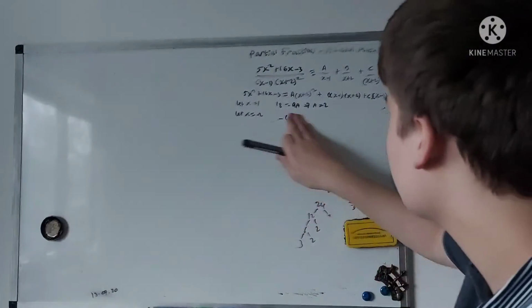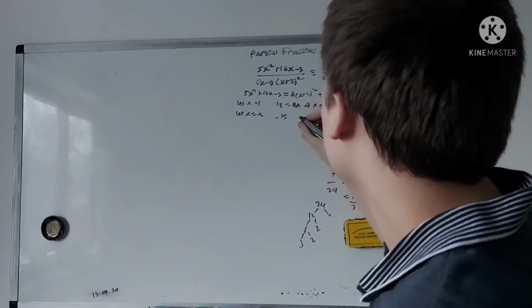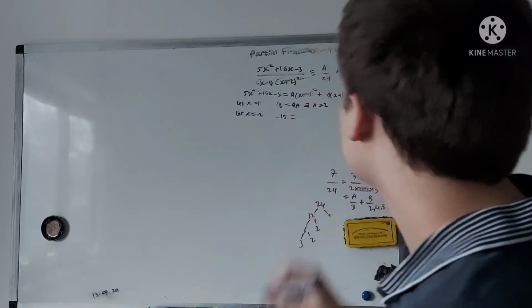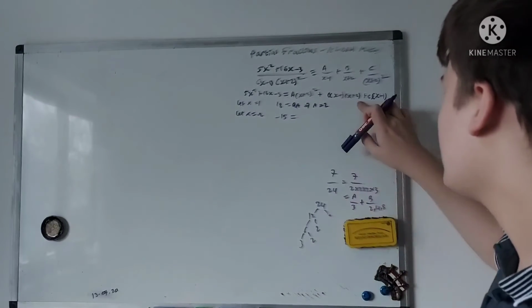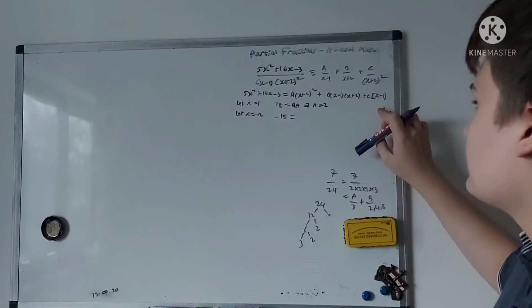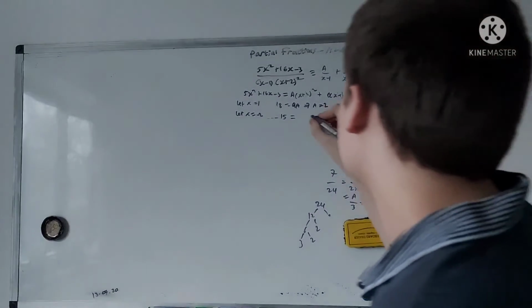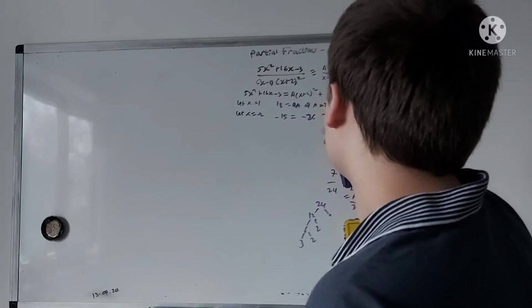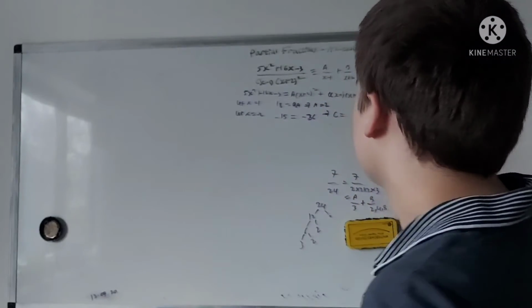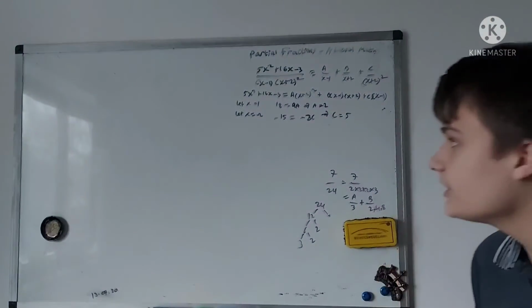Got my pen out here. Negative 15. And then when we sub in minus 2, we get minus 2 minus 1, which will give us minus 3C. So that means that C is positive 5. So it's that extra bit that we had.